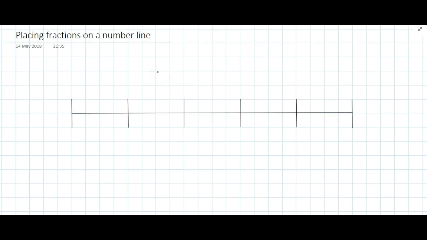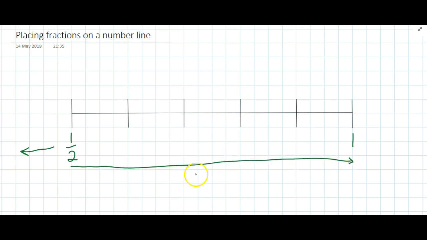Okay, in this video I'm going to show you how to place fractions on a number line. So in this number line we have 5 chunks, 1, 2, 3, 4, 5, and let's suppose that at this end we start with 1/2. Okay, and at this end we have 1. So that means that everything on this part is 1/2, and then the rest from here all the way to here is the other half.